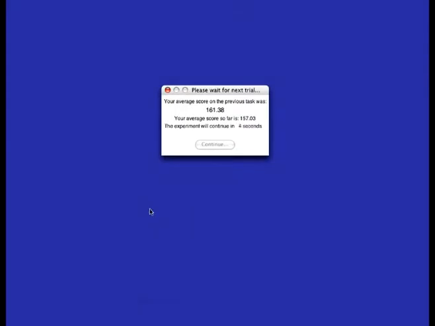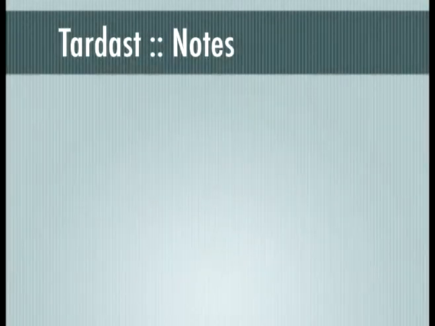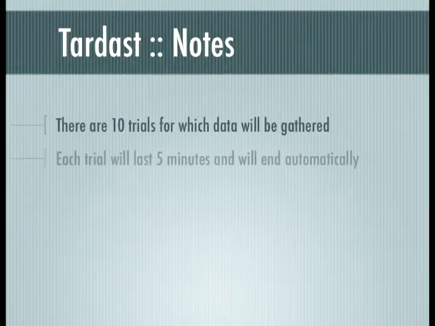At the end of every trial, you will be given feedback as to how you performed during that trial. The feedback will tell you your average score on the current trial, as well as your average score overall. There are 10 trials for which data will be gathered. Each trial will last 5 minutes and will end automatically.